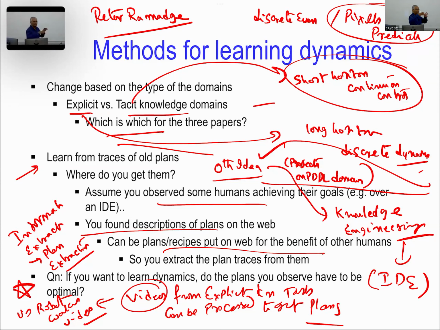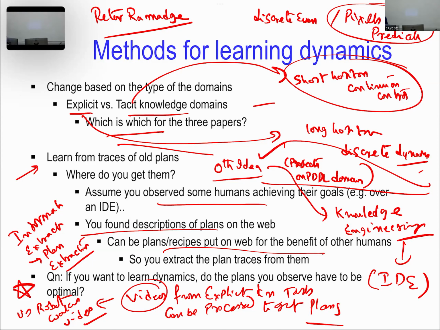They don't have any goal-directed optimal traces. As long as you've done actions in different scenarios, you have information enough to figure out what that action does. Once you figure out what the action does, you put it in a model. Then when you actually have the goal, you use the model to get the goal.